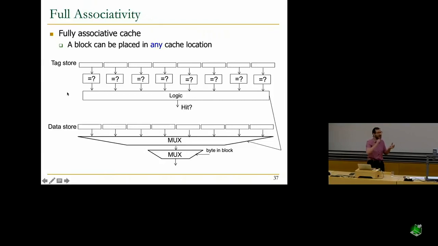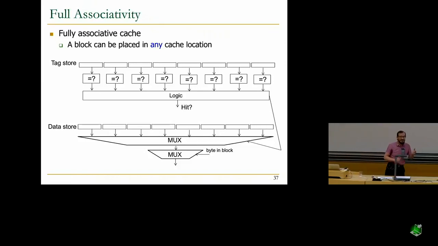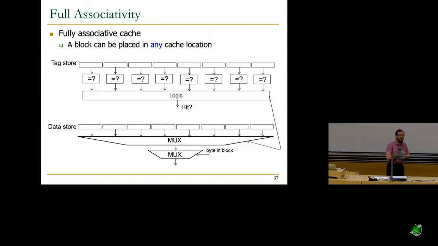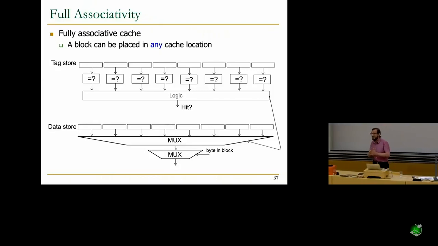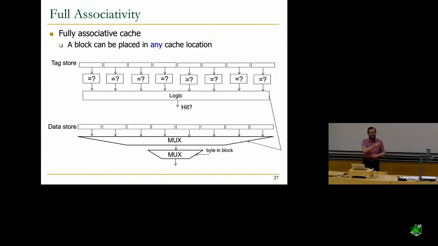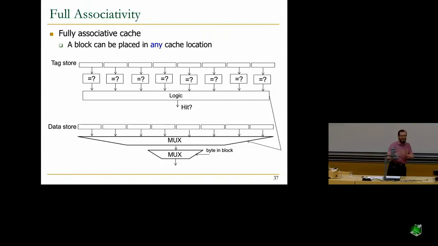Now, clearly, let's go back to a real cache today. Let's assume that we have a 32 megabyte cache. I'll start with that. 32 megabytes is 2 to the 25, right? And let's assume that we have a 2 to the 6 byte cache block. That means that we have 2 to the 19 blocks. Does it make sense to have a fully associative cache? That means that you need to have 2 to the 19 comparators. That's a lot of comparators. So that's why we don't have fully associative caches, at that level at least.